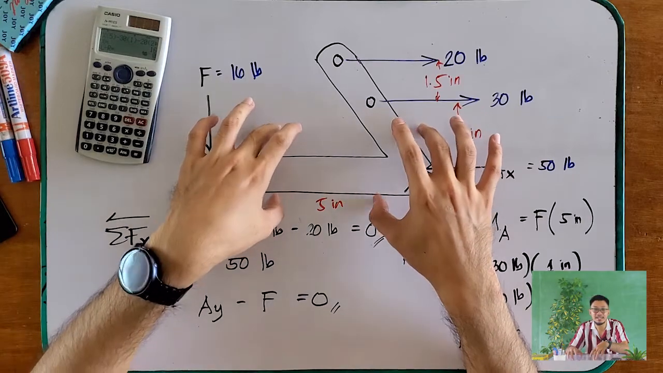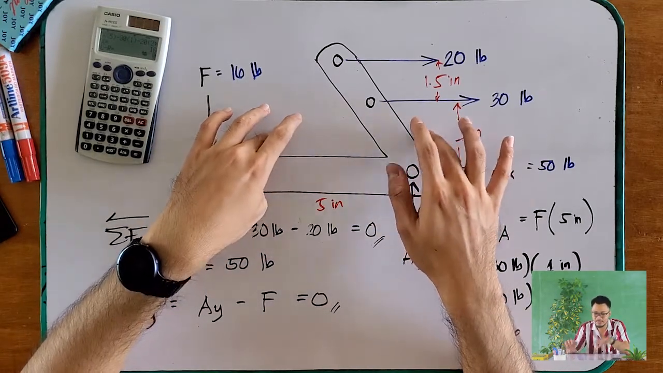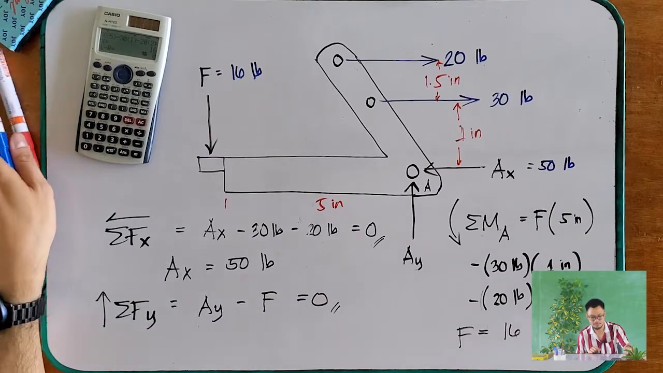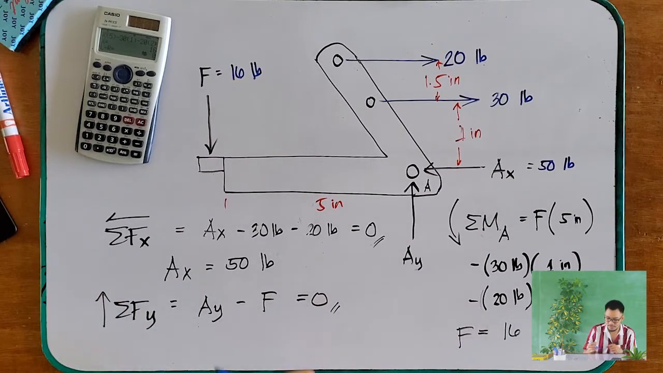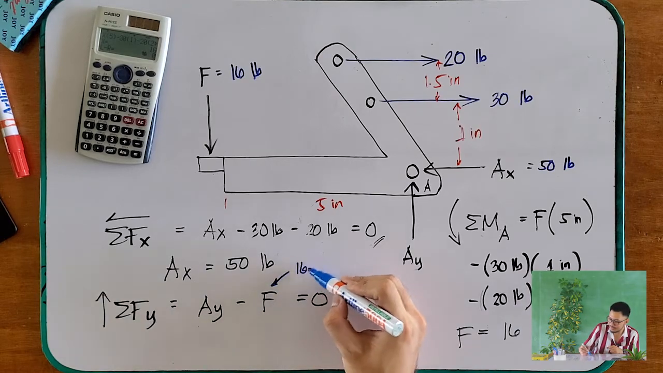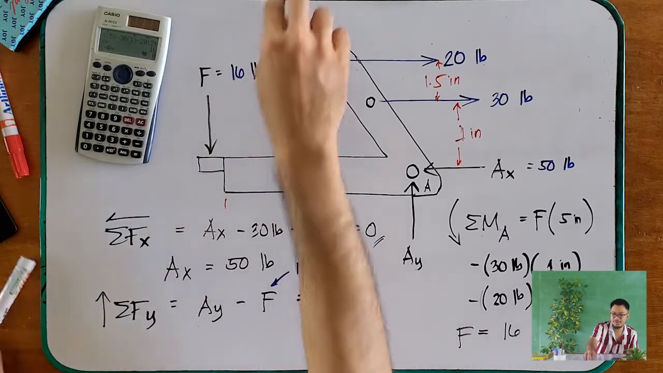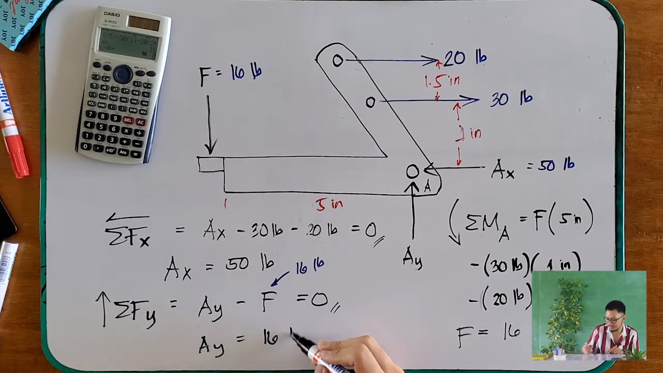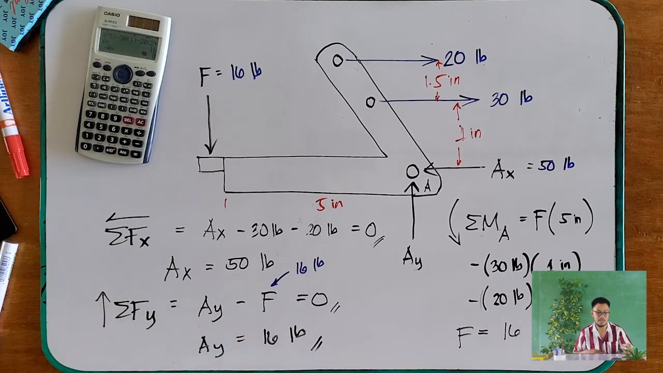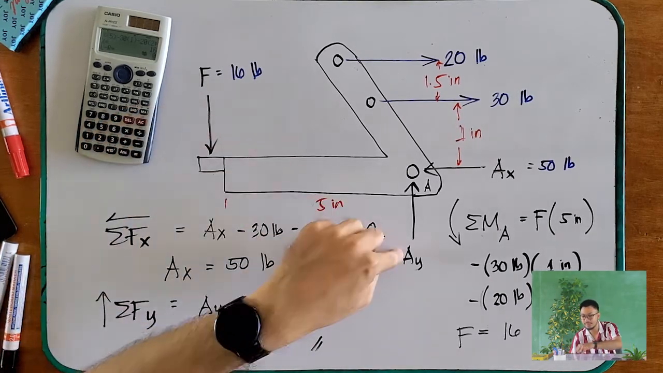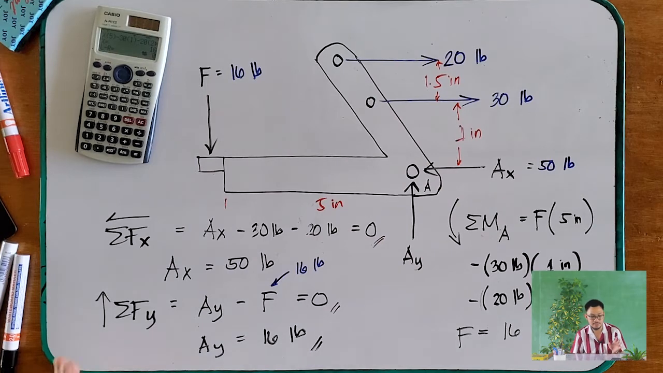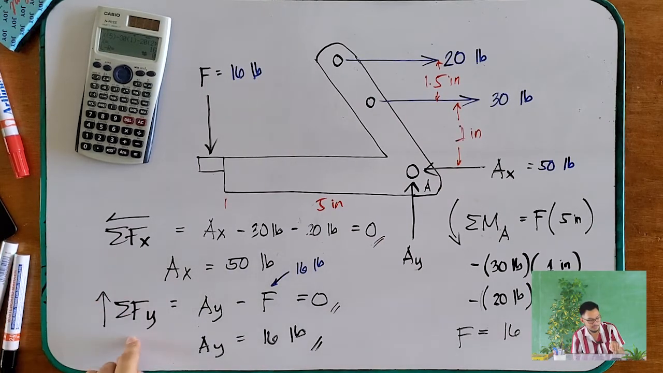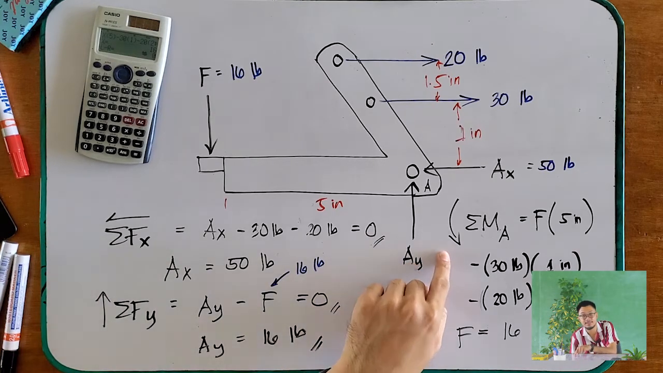Assuming ha, nga wala ni naglihok siya kay equilibrium man. Okay? And lastly, for our AY, since this one is 16 pounds, so therefore, your AY is also 16 pounds. Now, we have solved for the unknowns, 1, 2, and 3. Okay? By using our equilibrium equations, your summation of forces along the X, summation of forces along the Y, and summation of moments at point A.